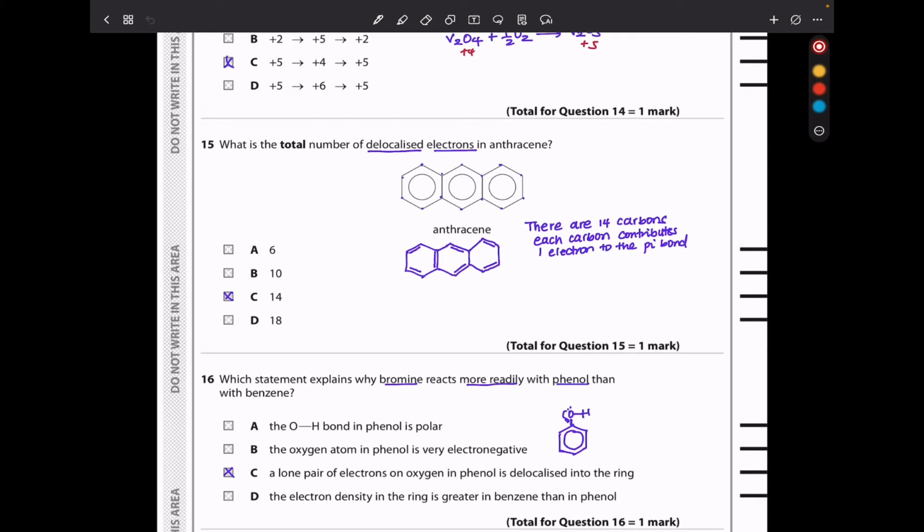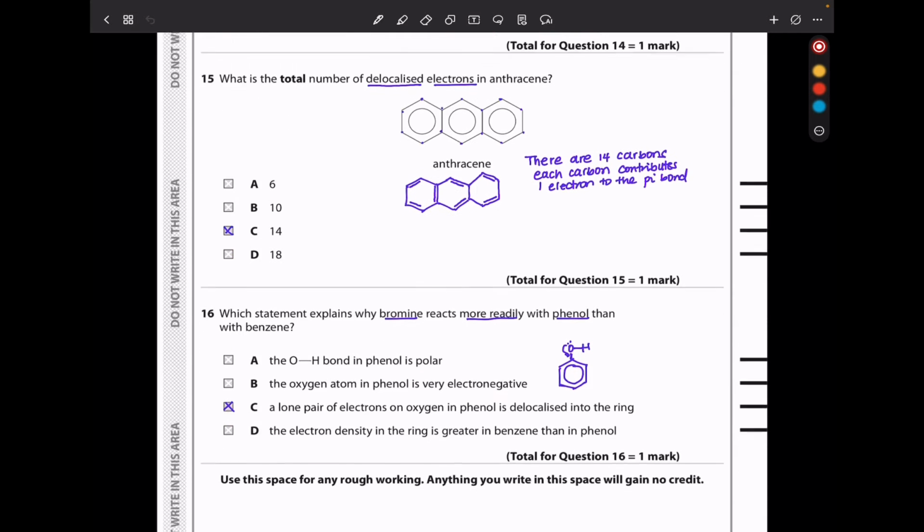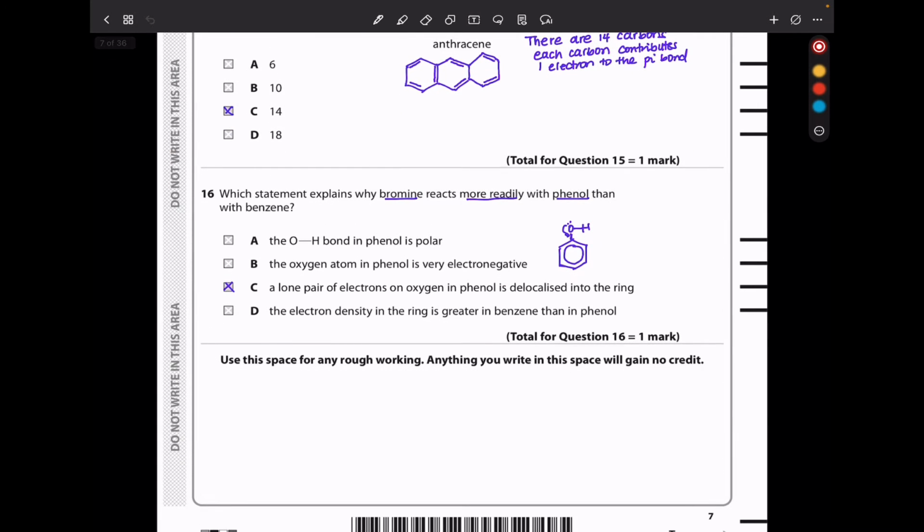So since there are 14 carbon atoms, each is contributing 1 electron, there are going to be 14 electrons that are delocalized in total, and therefore C is going to be my answer. In question 16, which statement explains why bromine reacts more readily with phenol than with benzene?